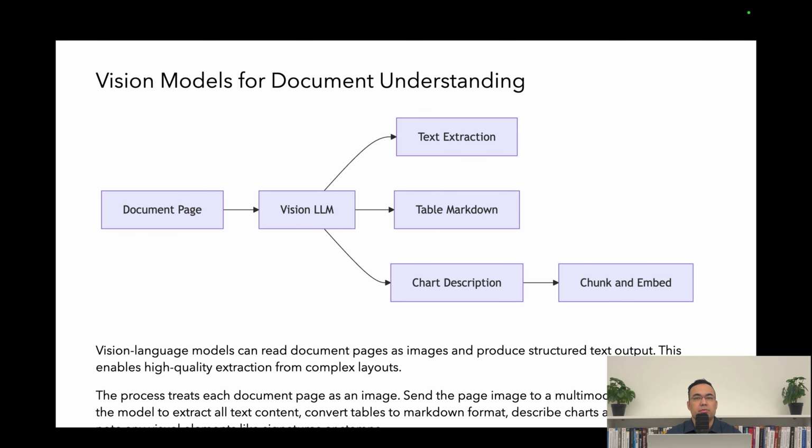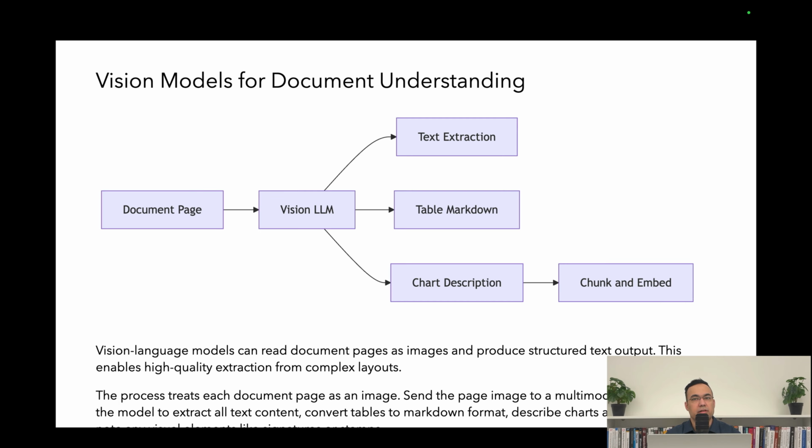Let's talk about using vision language models for document understanding. The process treats each document page as an image. We send the page image to a multimodal LLM. The prompt asks the model to extract all text content, convert tables to markdown format, describe the charts and diagrams, and note visual elements like signatures. The model output is structured text that captures the content traditional extraction misses.